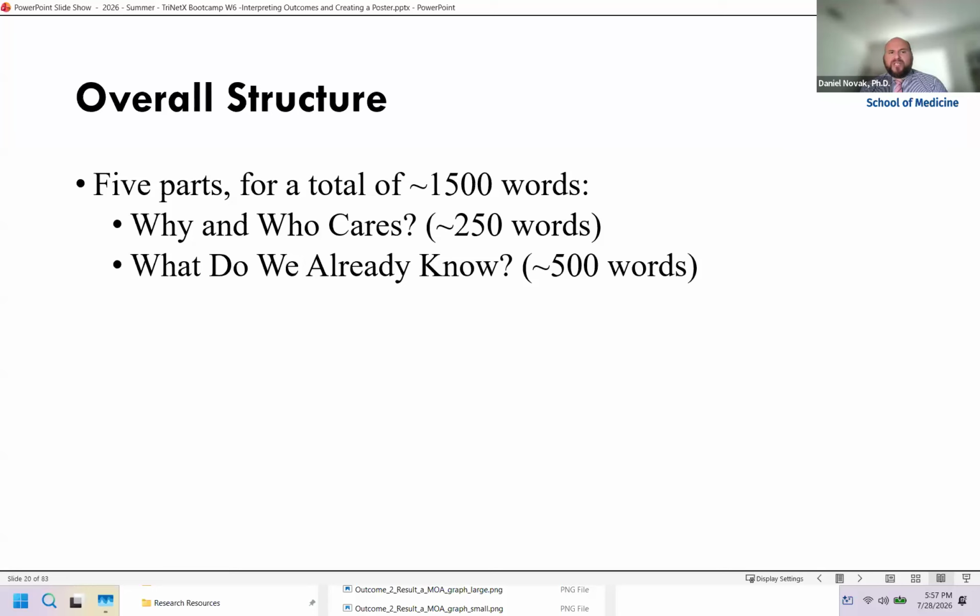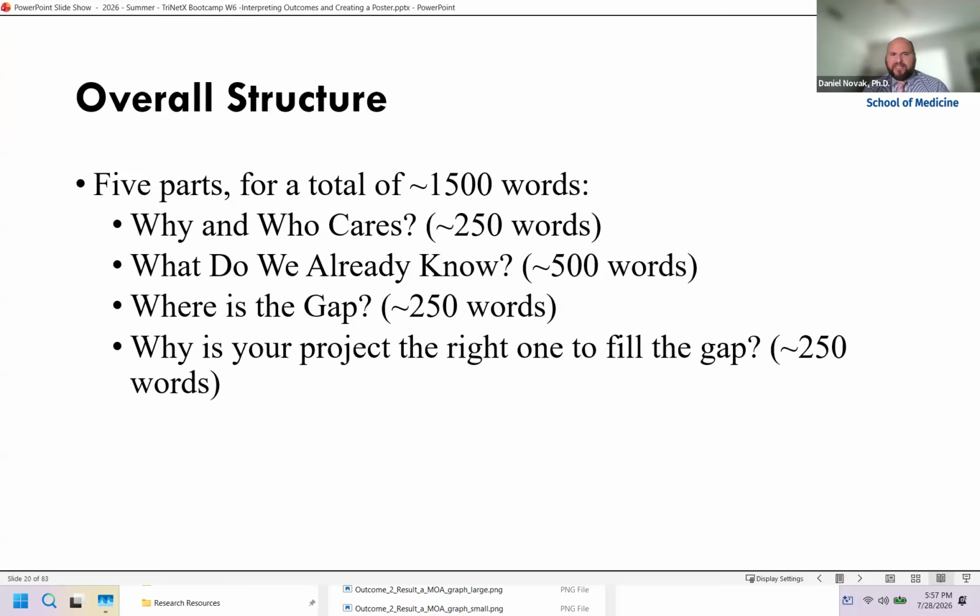Your next 500 words is going to cover what do we already know. And the 250 words after that's going to cover the most important part for our purposes, which is where is the gap? What is the gap that's necessitating that your study be conducted? And why is your project the right one to fill that gap, right? There are lots of different people out there and lots of different studies that could be used to answer your research question. Why is specifically TriNetX the right tool to use to do that?